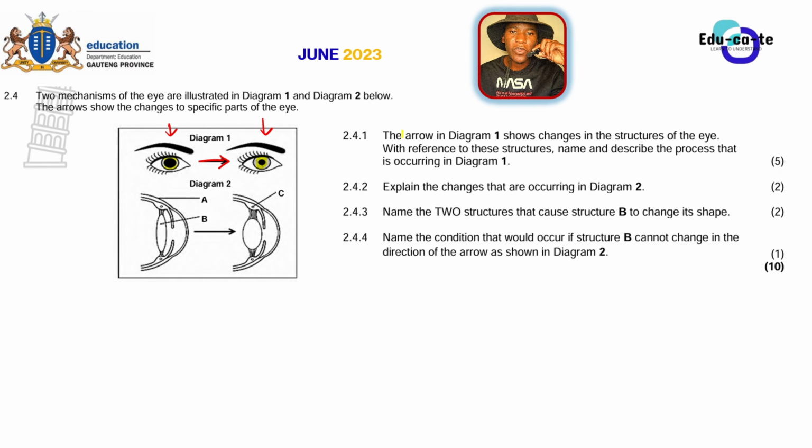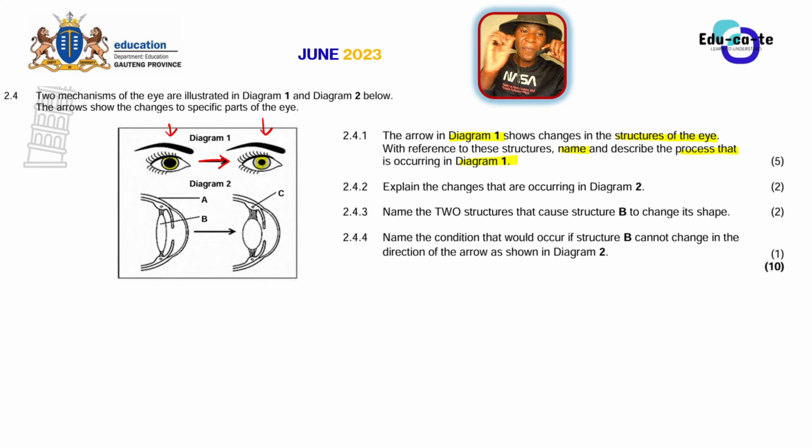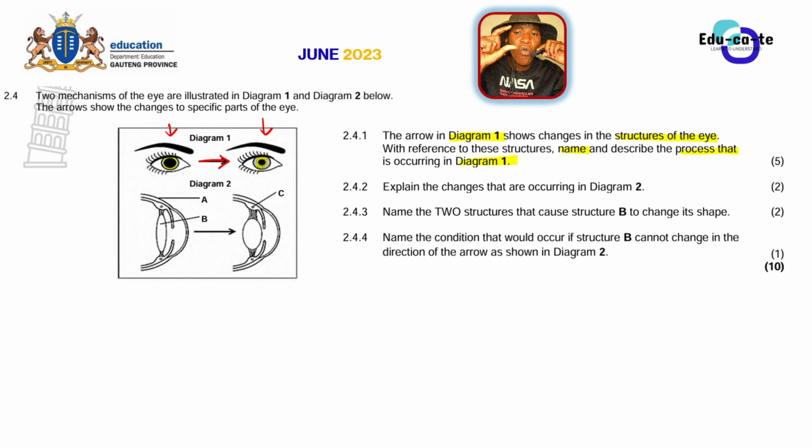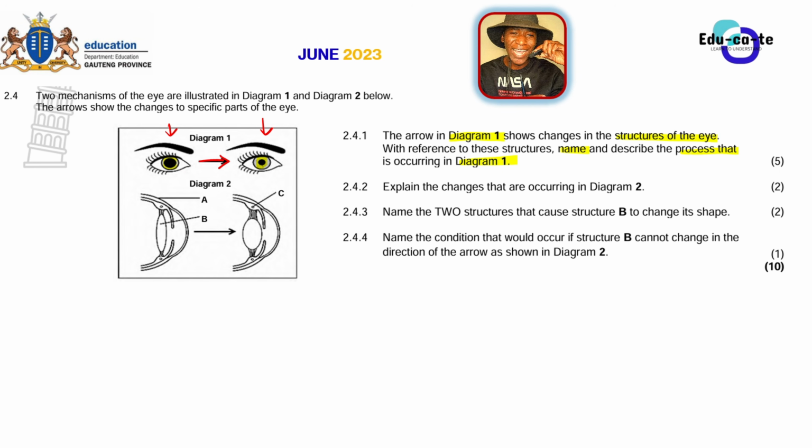So 2.4.1 says the arrow in diagram 1 shows the changes in the structure of the eye. With reference to the structures, name and describe the process that is occurring in diagram 1. So there's been a change in diagram 1 from a wider, more open pupil to a smaller pupil. The black dot in the diagram is the pupil.